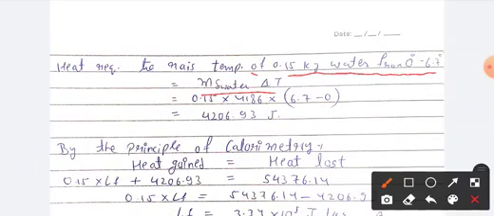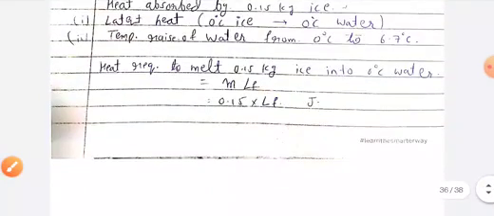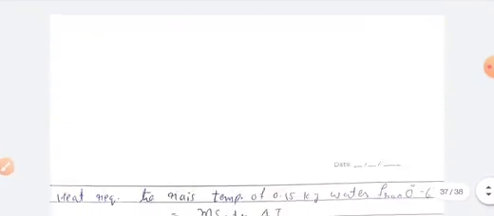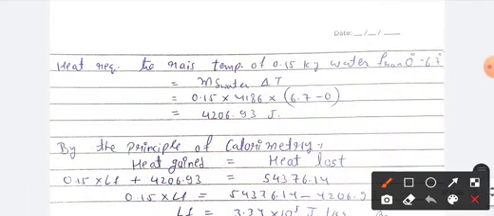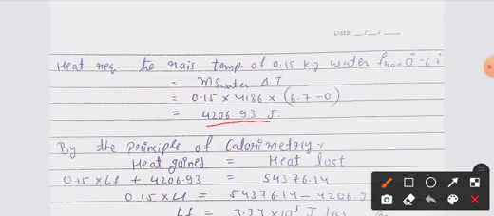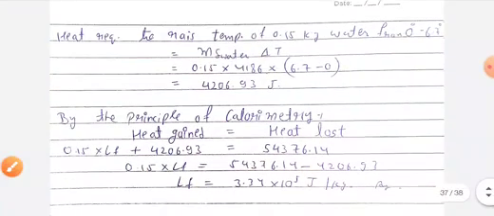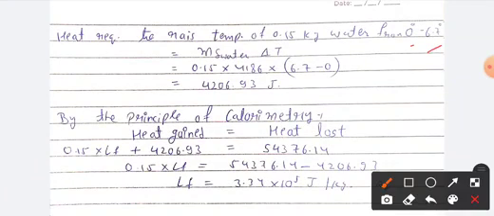Now the ice is converted into water, so specific heat of water will be used. Specific heat of ice is different, but there is no use of that, that's why it is not required. Okay, so specific heat of water will be this 4186, and this value we will get 4206.93 joule. This is the heat gained by the water when we are raising its temperature from 0 degree to 6.7 degree.